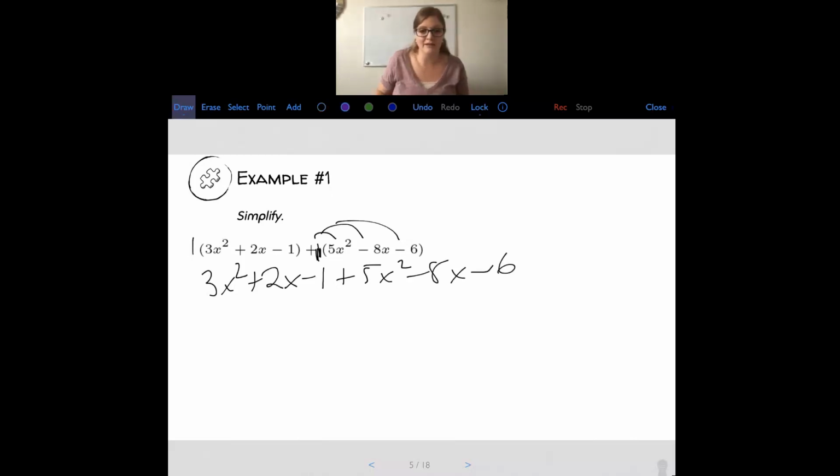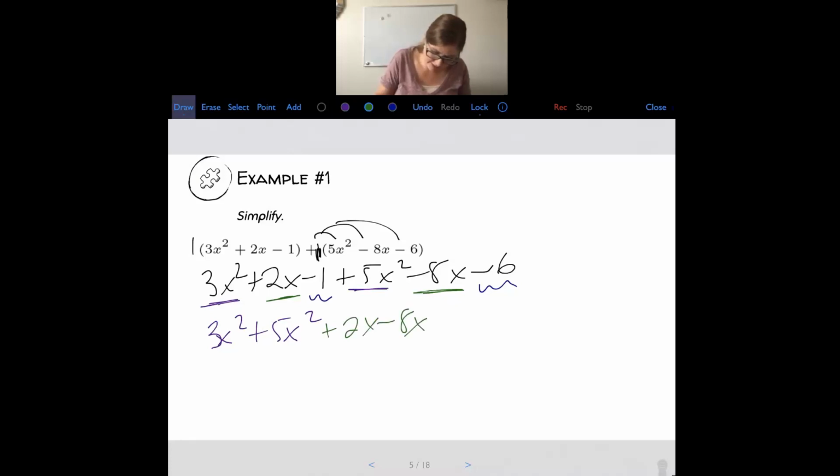And I'm going to underline our like terms. So 3x squared and 5x squared are like terms. 2x and negative 8x are like terms. And negative 1 and negative 6 are like terms. So this can be rewritten as 3x squared plus 5x squared plus 2x minus 8x. And I always go in descending power order, but as long as your signs are correct, you can go in whatever order you want. So this becomes 8x squared minus 6x minus 7.